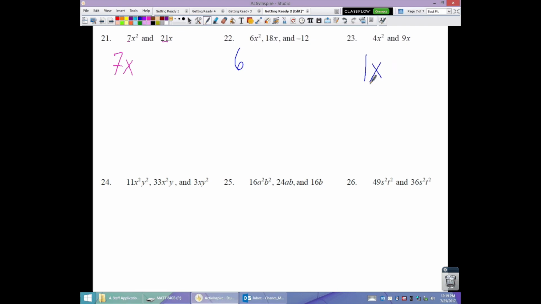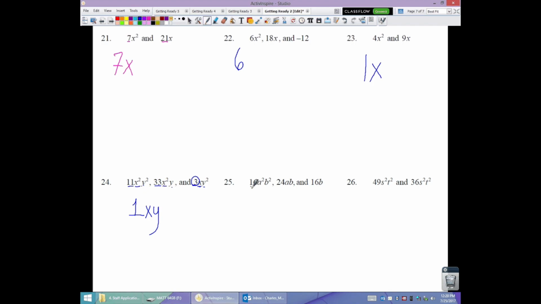Back to 3 terms here. So I'm looking at the numbers 11, 33, and 3. Well, the smallest of those is 3. So does 3 go into 11 and 33? No, it does not. It goes into 33, but not 11. So the GCF of the coefficients is 1. Now the variables, I've got x squared and x to the first. Well, the most I could use then would be x to the first. Got y squared, got y squared. They all have at least 1.